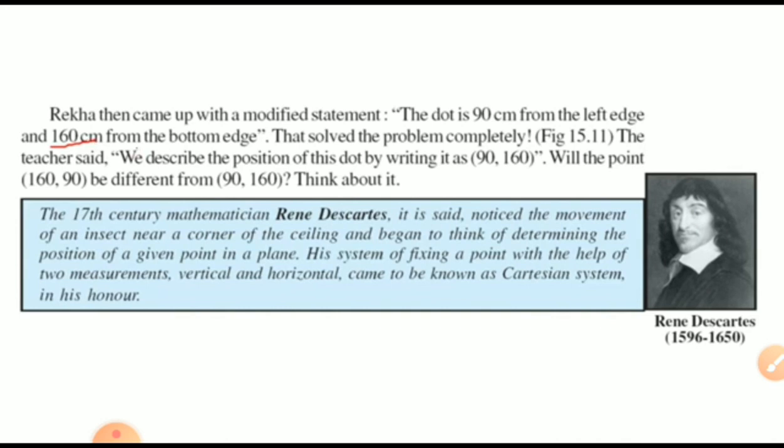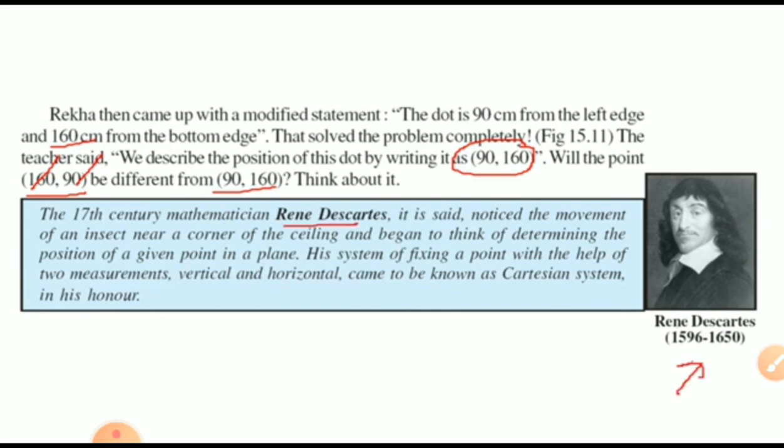The dot is 90 centimeters from the left edge and 60 centimeters from the bottom edge. That solves the problem. Figure 5.1. The teacher said we describe the position of this dot by writing 90 and 60. Will the point (60, 90) be different from (90, 60)? Yes, it is different.